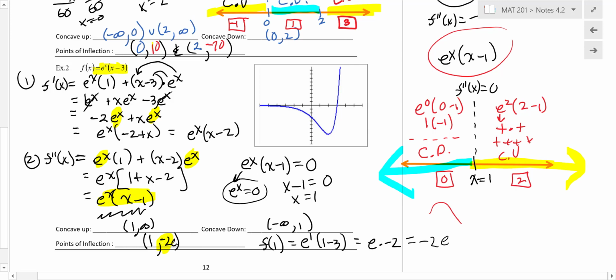Okay, if you traced this out on the calculator, you wouldn't get a negative 2e. You would get the decimal equivalent. So you want to be able to get that exact answer like that. Does that make sense? Now I went back to the function because I want to know the y value on the function. So what you have is this inflection point right there is 1, negative 2e. All right?